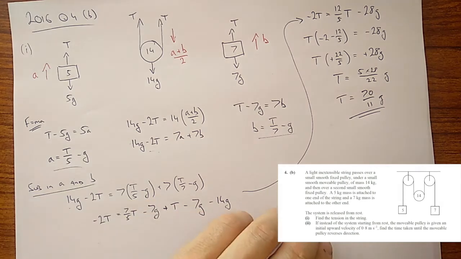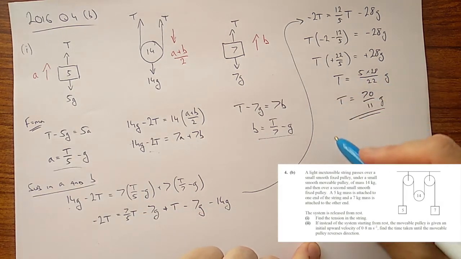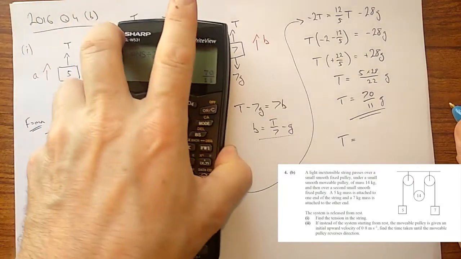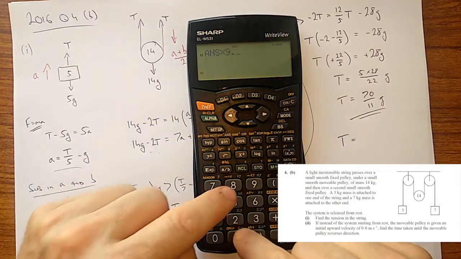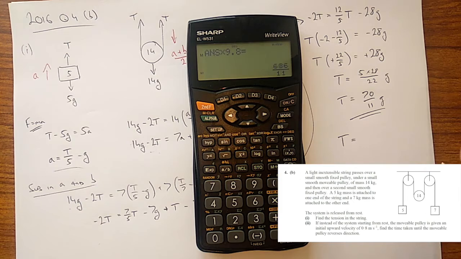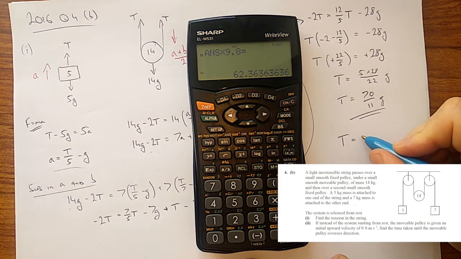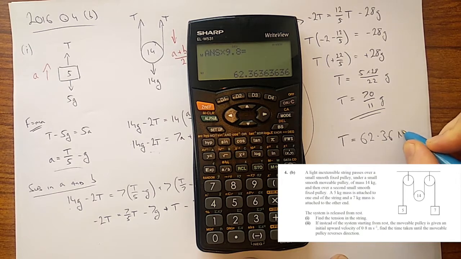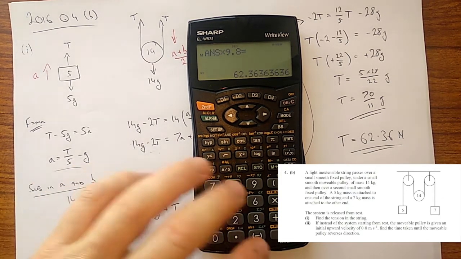Okay, now just in case this one actually wasn't super clear, if we were to put that into actual numbers, t equals, of course, 70 over 11 times 9.8, 62.36 newtons. Okay, if you're ever in doubt, that took about 10 seconds to do, stick it in.